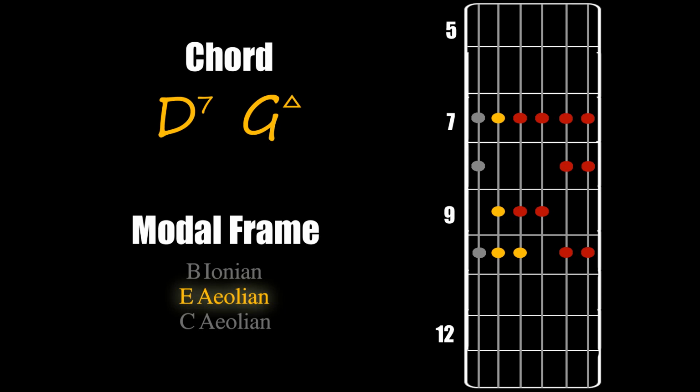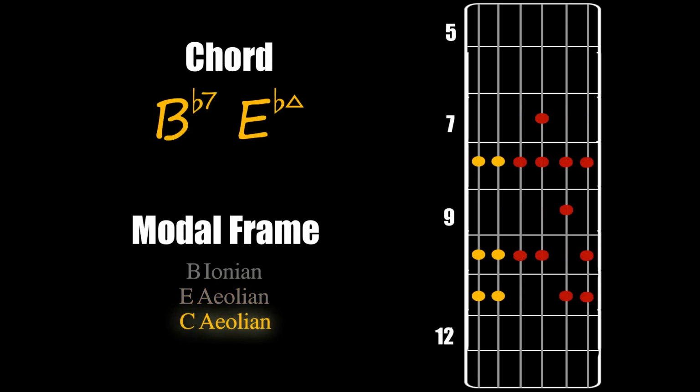And this satisfies these chords. Why? Again, D7 is a natural dominant of G major, and E Aeolian is the 6th scale degree of G major. So it's also naturally nested within this key center. Next, for B flat 7 to E flat major, we're going to use C Aeolian again, like we did in the first map, but we're going to start on the 6th string, 8th fret.